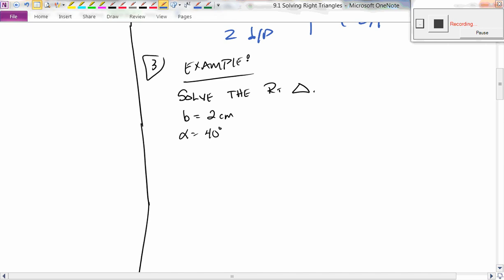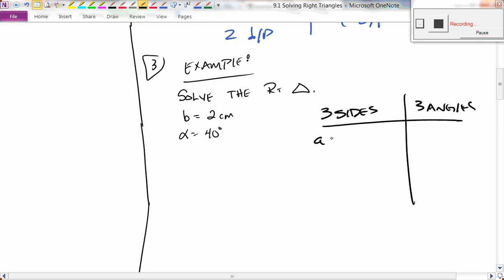So solve this right triangle. We need 6 things, don't we? Well, we need all 3 sides, and we need all 3 angles. All the sides are going to be A, B, and C. The angles are going to be alpha across from side A, beta across from side B, and then the one across from side C is always going to be 90 degrees. So we already have that one.